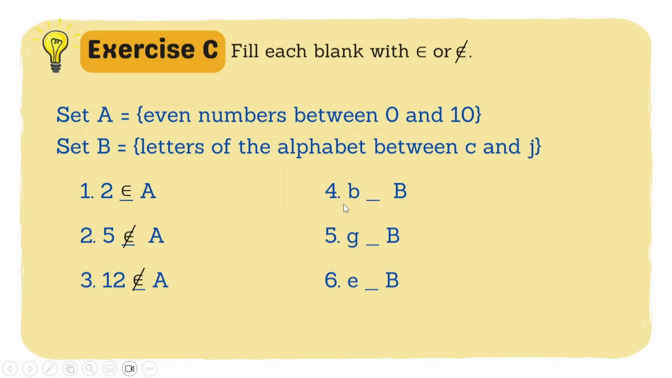set A. Number 4, is B an element of set B? Okay, ano ba ulit yung mga element ng set B natin? Letters of the alphabet between C and J. So, B yan na po siya before letter C. So, hindi po siya kasama. It's not an element. Number 5, is letter G an element of set B? Okay, yes. G is an element of set B. And number 6, is E an element of set B? Kasama po ba siya dito from C to J? Yes. Okay, yun po yung examples natin ng elements.